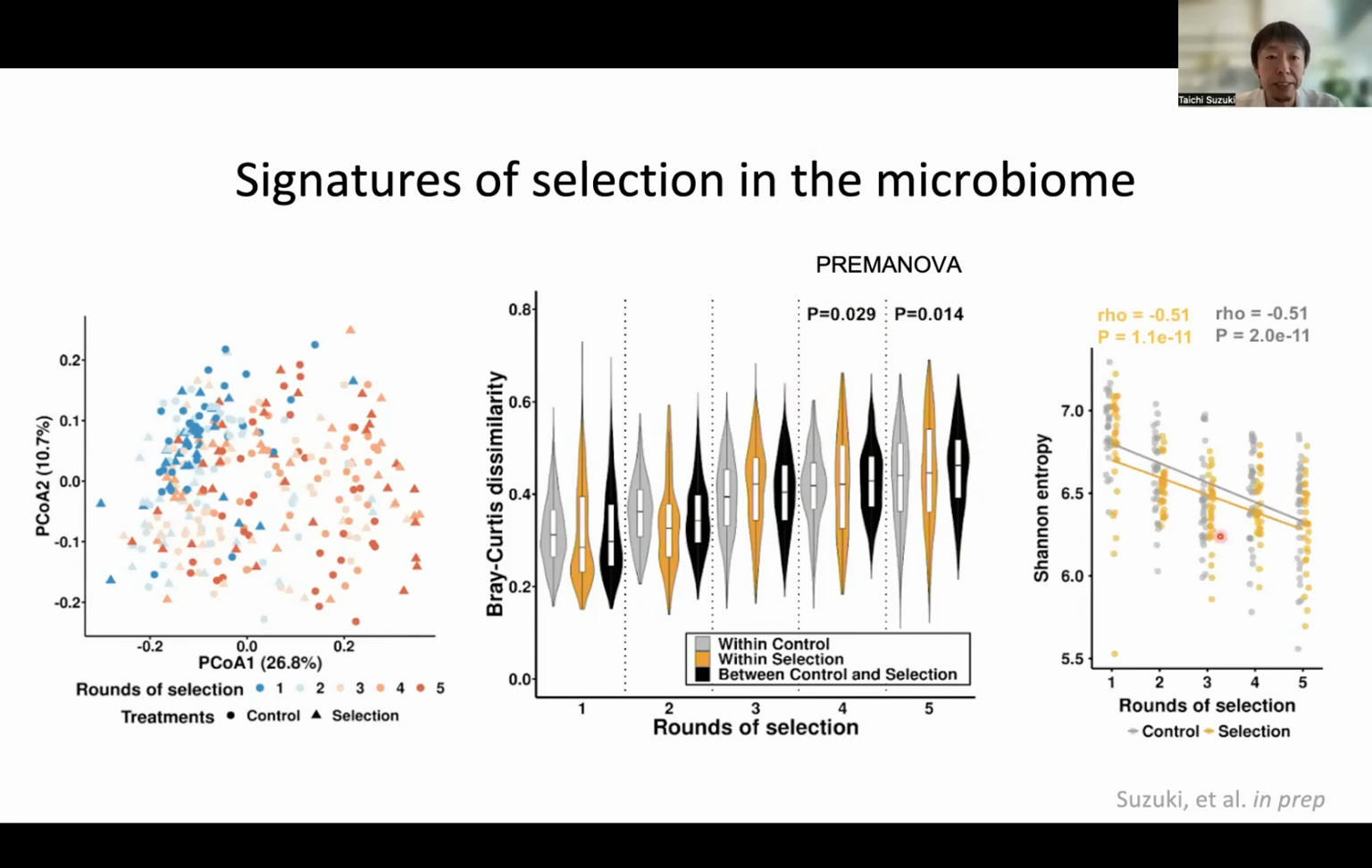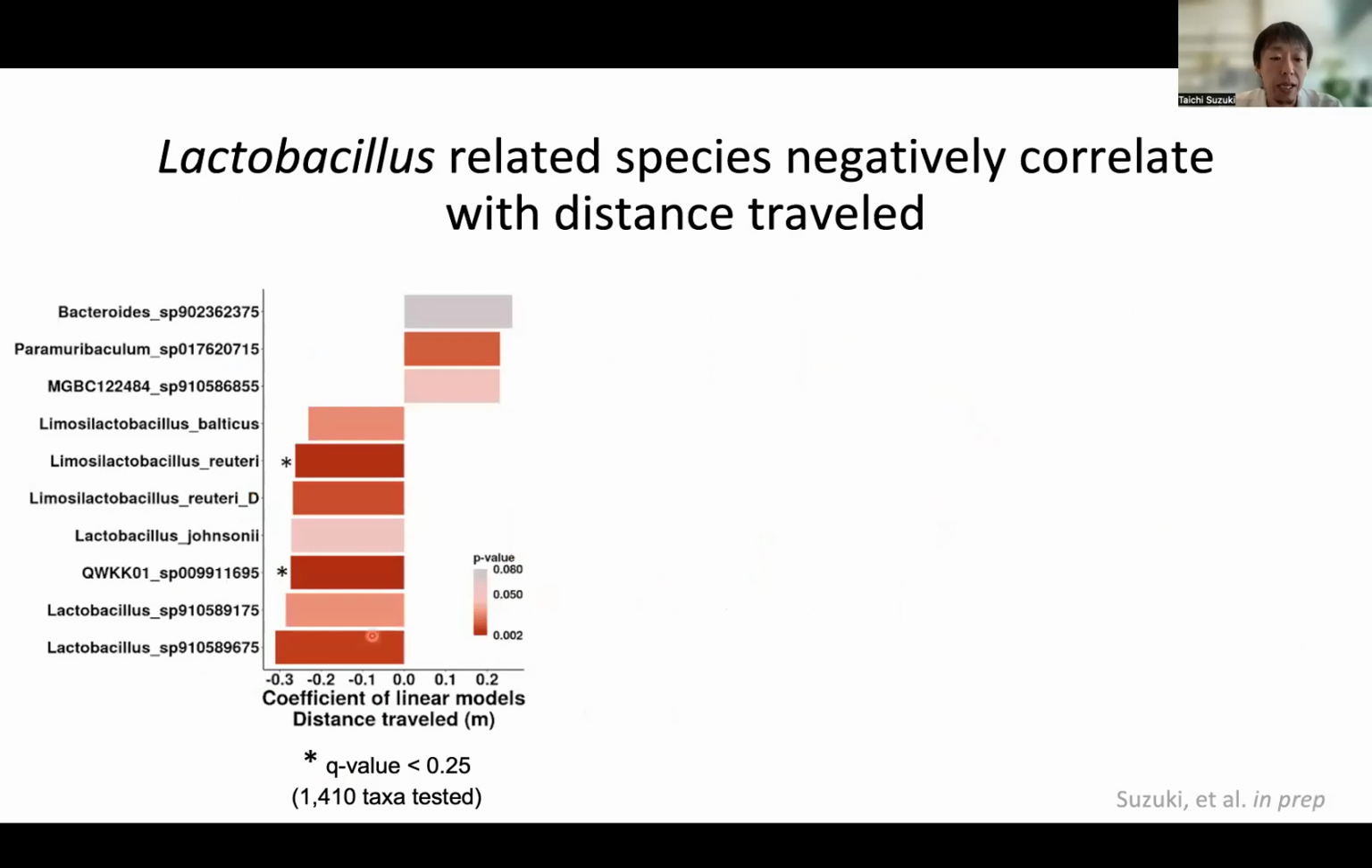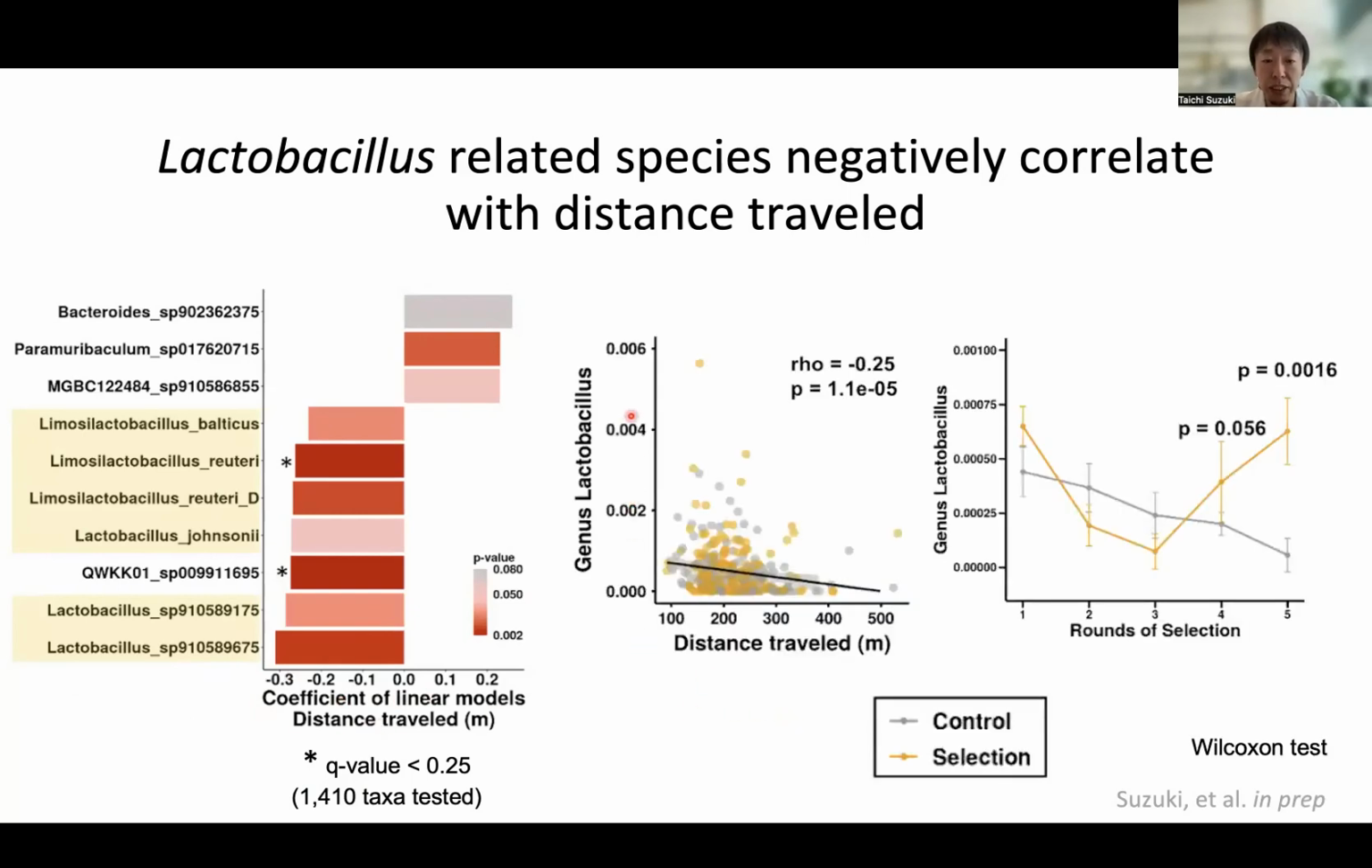So now let's look at the specific microbial species that associate with distance traveled. Among the 1,400 taxa we tested, species related to the Lactobacillus genus negatively correlate with distance traveled. So when we look at the raw data, you can see that animals with more Lactobacillus are more calm. And you can see this increase in Lactobacillus only in the selection line. And again, this is consistent with the phenotypic data.